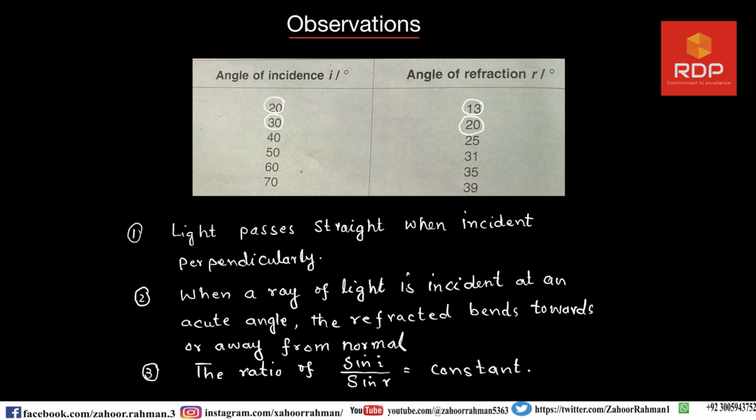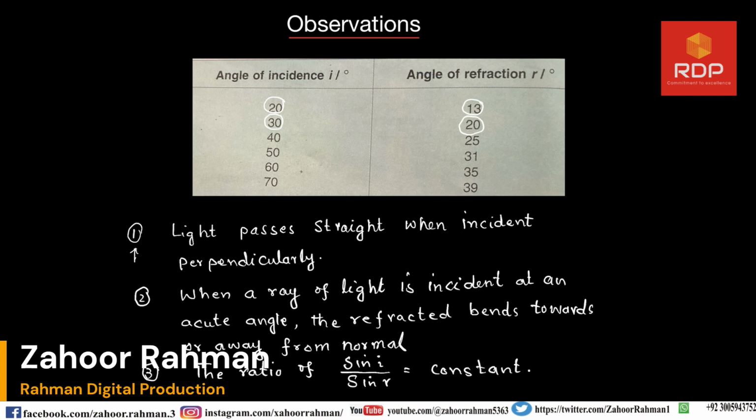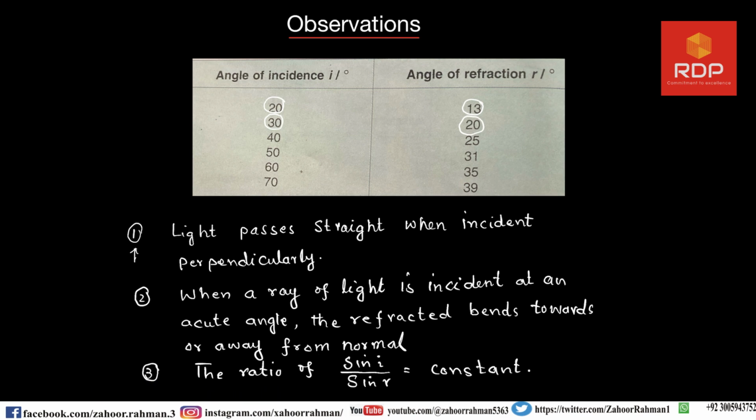Okay, based on the observations, the following three conclusions can be made. That is the nutshell. Number one, the light passes straight when incident perpendicularly. Dear learners, when a ray of light is incident perpendicularly to the boundary or along the normal of two media, it passes through without bending, although its speed is lower in the optically denser medium.